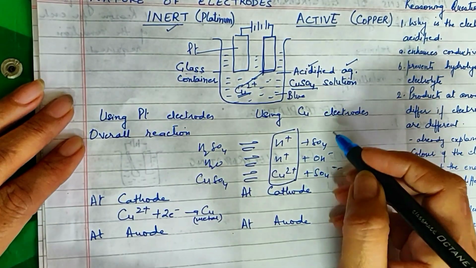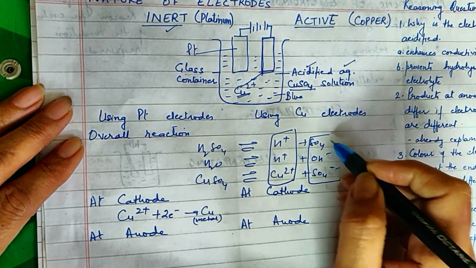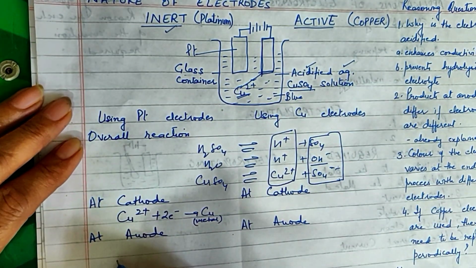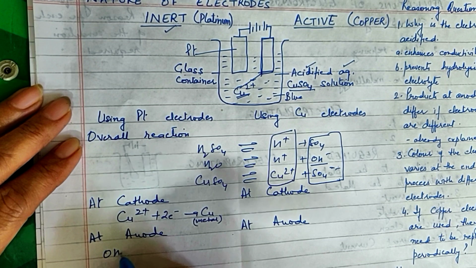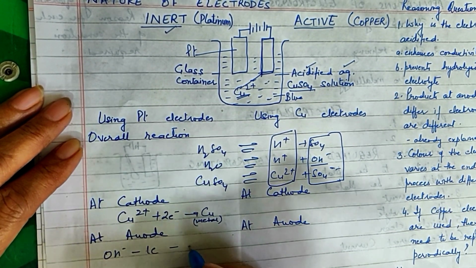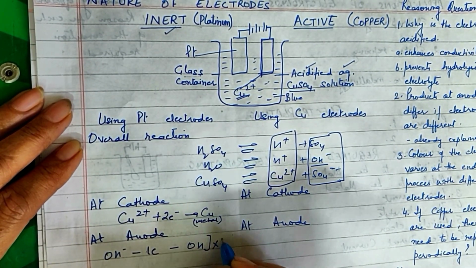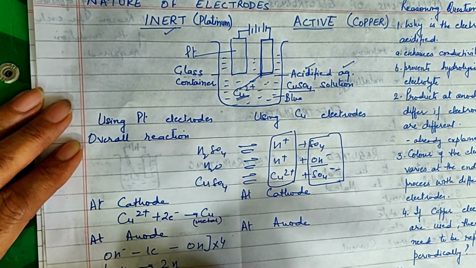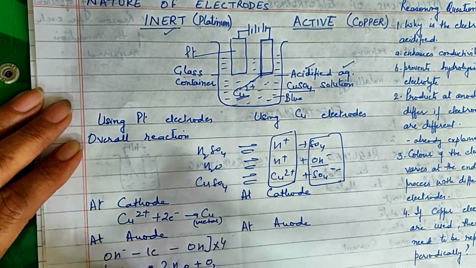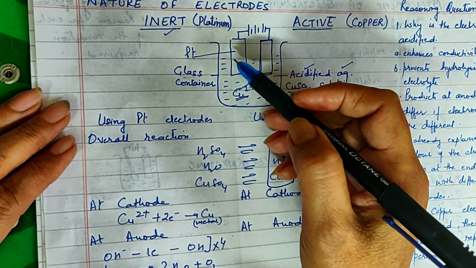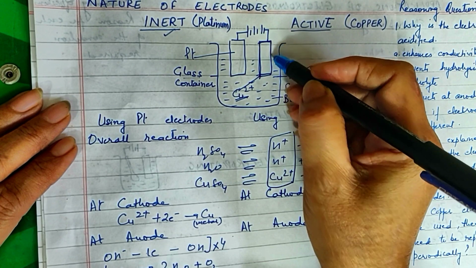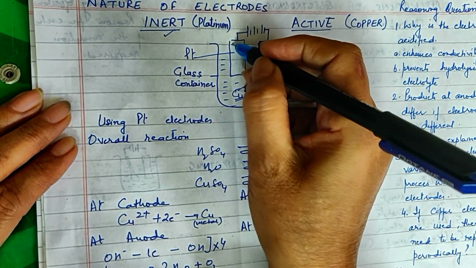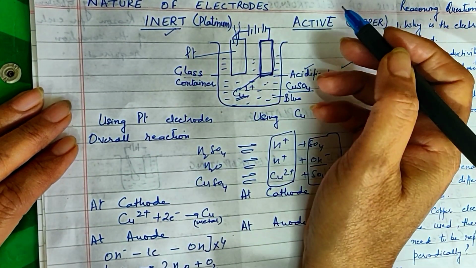Fine. Now on the anode, we have a choice between sulfate and hydroxide ions. Out of the two, hydroxide happens to be down in the reactivity series. So OH- will lose 1 electron and form OH. 4 such reactions will take place and 4 OH will give you 2 molecules of water and 1 molecule of oxygen. So when we have taken platinum electrodes, on the cathode, the reddish brown copper is going to deposit and here oxygen is going to be liberated from the anode.